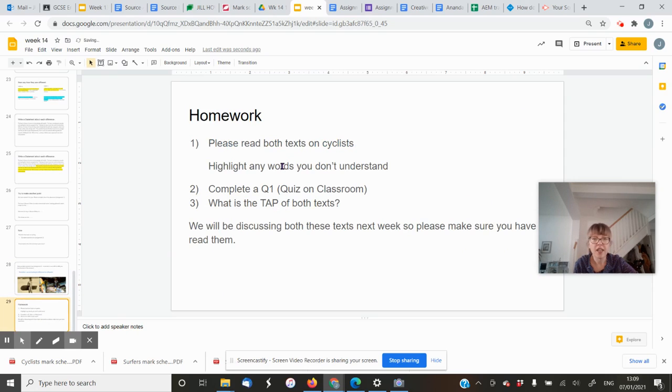So just to let you know about your homework for this week. We'd like you to read both the texts on cyclists. Highlight any words you don't understand. Don't forget to use the glossary if there is one. If the word's not in a glossary, have a go at reading around the word to see if you can work out what it means without looking it up. If you still can't work it out, obviously look it up.